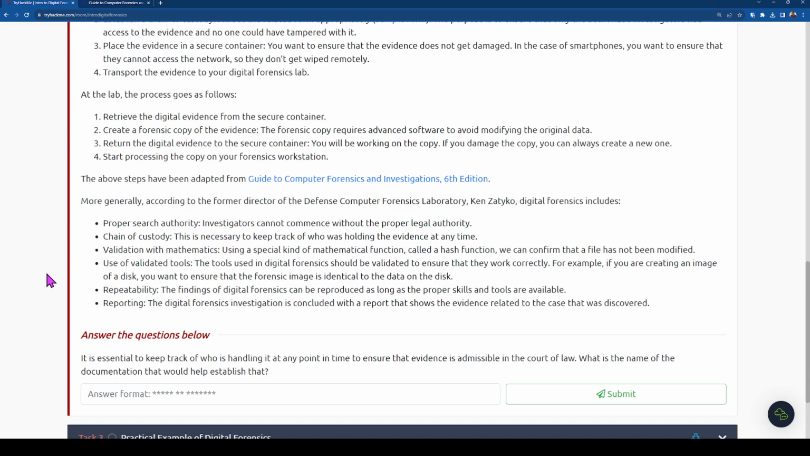Repeatability. The findings of digital forensics can be reproduced as long as the proper skills and tools are available. And reporting. Digital forensics investigation is concluded with a report that shows the evidence related to the case was discovered.